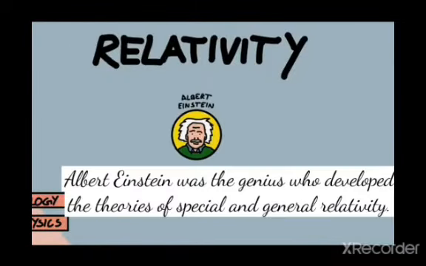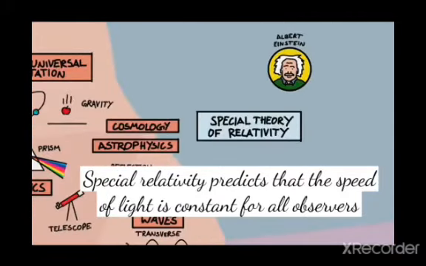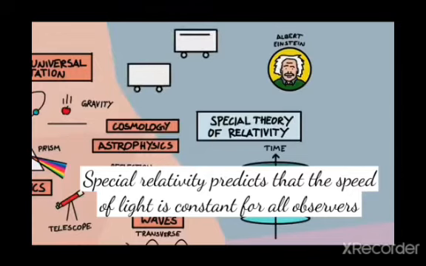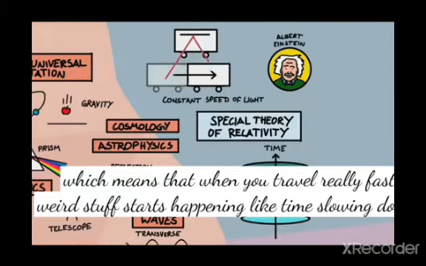Albert Einstein was the genius who developed the theories of special and general relativity. Special relativity predicts that the speed of light is constant for all observers, which means that when you travel really fast, weird stuff starts happening, like time slowing down.